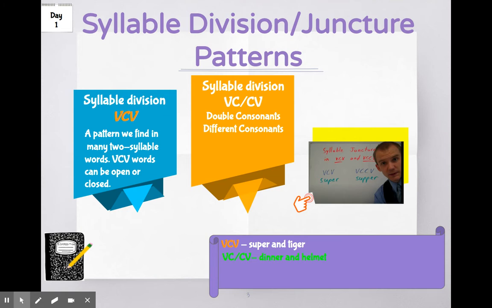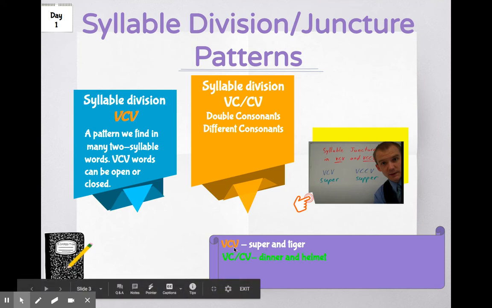Okay, so last week we talked about VCV, a pattern we find in many two-syllable words. VCV words can be open or closed. So these are what we talked about last week. Remember, if the vowel says its name, then it is open, and if it doesn't, it's closed. Now, this week we're talking about your VCCV, which are double consonants or different consonants.